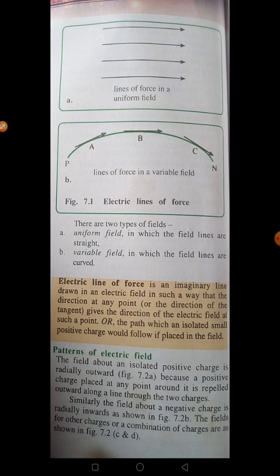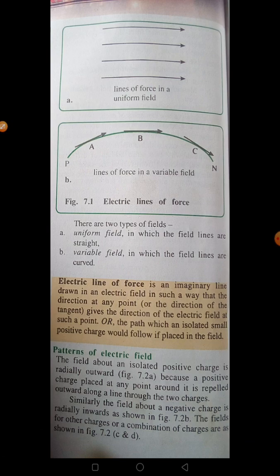So, patterns of electric field. The field above, of an isolated positive charge, is radially outward. Now we have different patterns of electric field. We have the one that a positive charge will give, we have the one that a negative charge will give, then we have the one that a combination of both positive and negative charge will give.